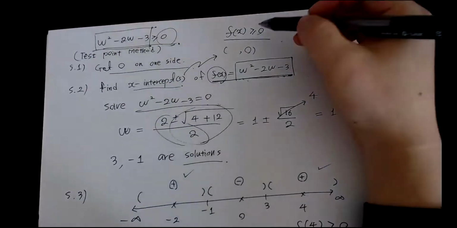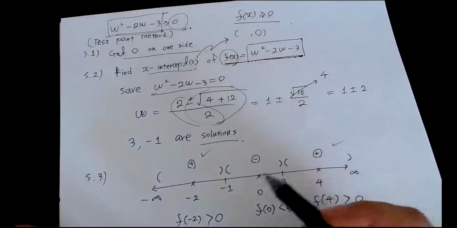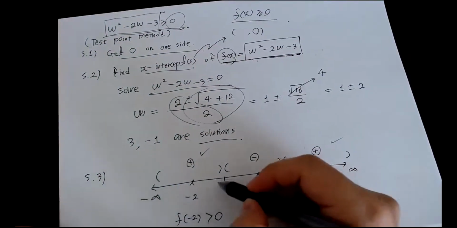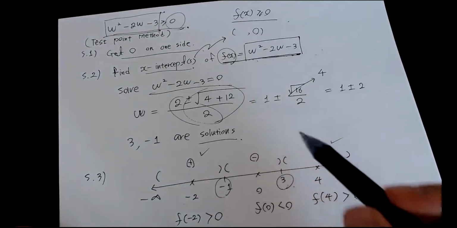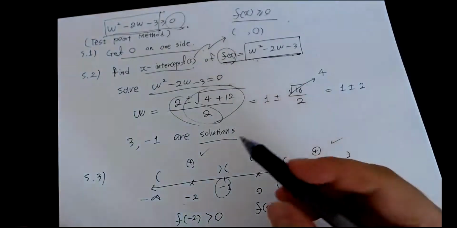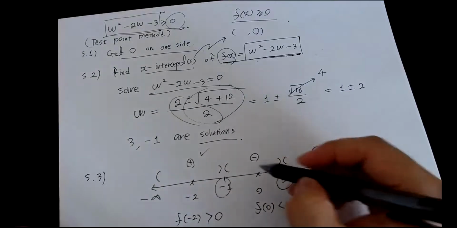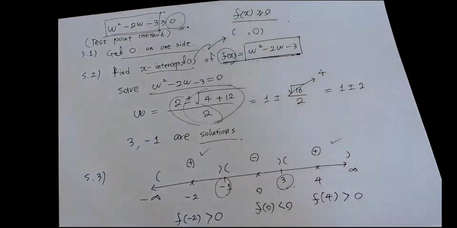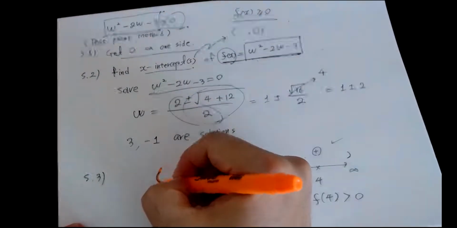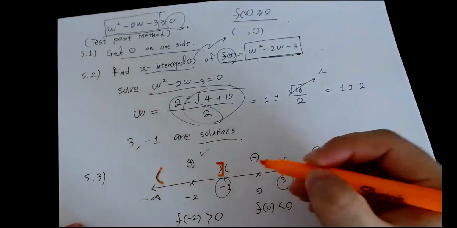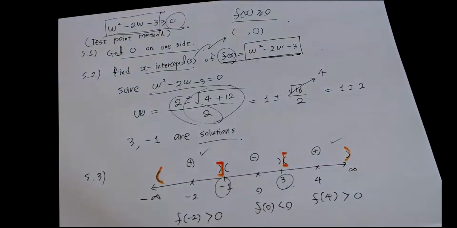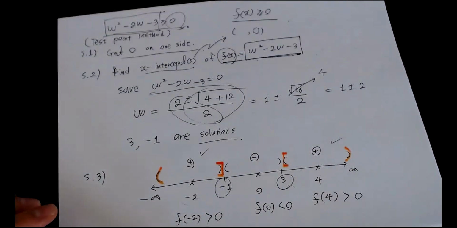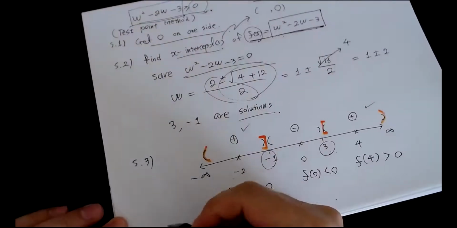But since there is an equal sign right there, we know that f of -1 is 0 and f of 3 is 0. Why? Because -1 and 3 are what? X-intercepts. So we're going to include -1 and 3. So from -infinity to -1, and then 3 to infinity, the union of the two intervals must be the solution set of that inequality. Okay, so the answer is what?